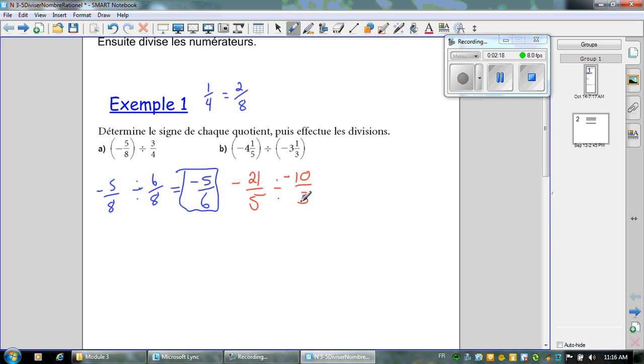But we have a problem here. We don't have a common denominator. So we're going to find the common denominator. What can 3 and 5 make? It's 15. So 1/5 is how many 15ths? What's a fifth of 15? A fifth of 15 is 3. So each fifth is 3/15. I have 21/5, so how many 15ths is that? 3 times 21 is 63/15.